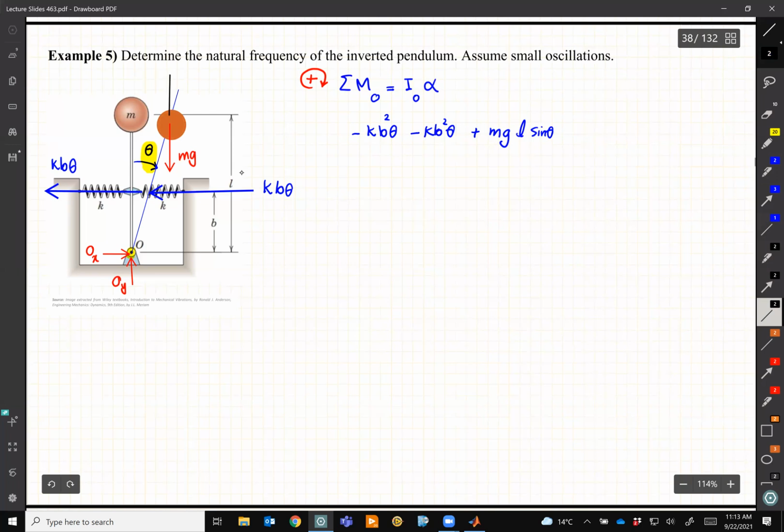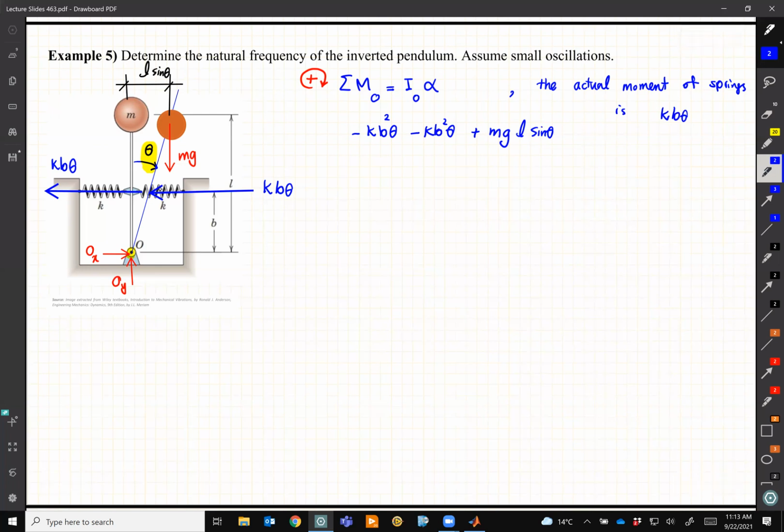If I show it over here, in this triangle, this distance is simply L sine theta. We could have done the same thing for this b, and written b cosine theta, but we know that the actual moment of the springs is k b theta, right? The force multiplied by the distance, which is b cosine theta. The vertical distance is b cosine theta. We're talking about this distance, like in this triangle. After they have been deflected, now the distance is b cosine theta.